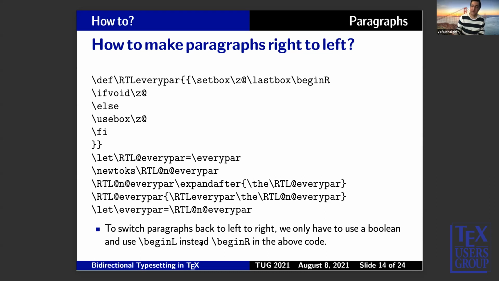Now if you want to switch paragraphs back to left to right mode, the solution is simple. We just need to use a Boolean and use begin L instead of begin R in the above code. Now, you might wonder if the use of begin L is necessary, and the answer is yes, because if we want to have constructions like HBox, where things are written right to left and inside the HBox, then we need to have this begin L. Otherwise, there is no effect.